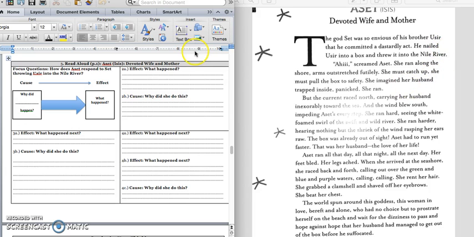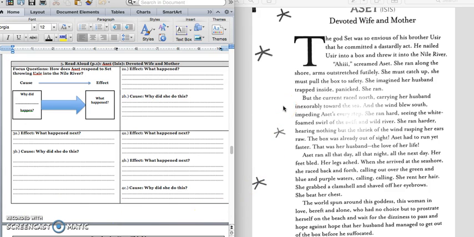When you're finished with that, you can complete box number 2. In the effect, what happened? Write down this effect: She imagined her husband trapped inside. Panicked, she ran. For cause, why did she do this? Write what you underline for cause number 1: He nailed Usir into a box and threw it into the Nile River. Press pause to write down your answer and play when you're ready for number 3.